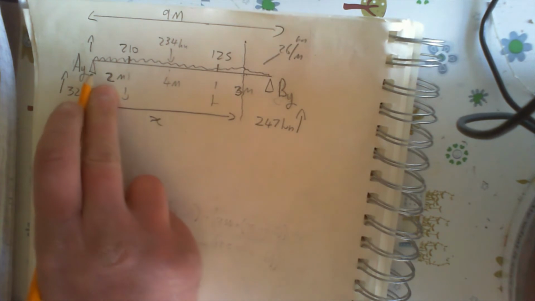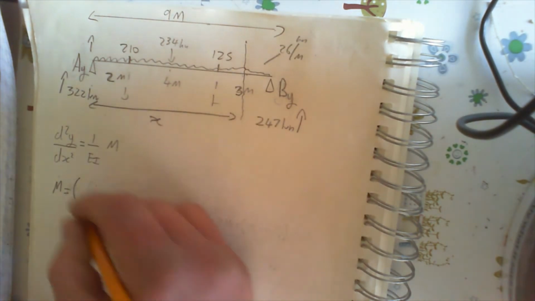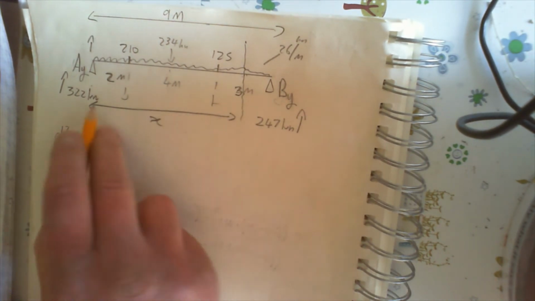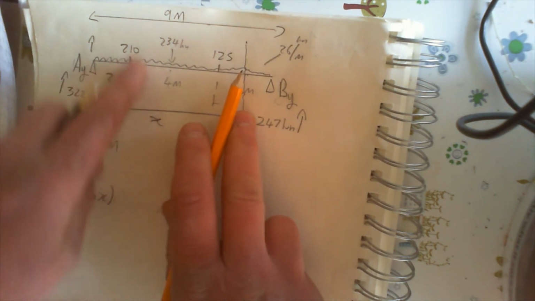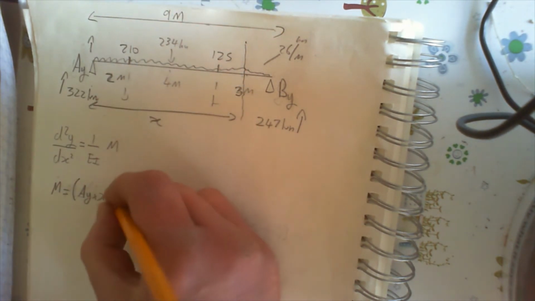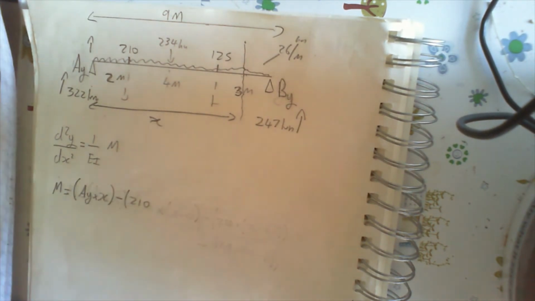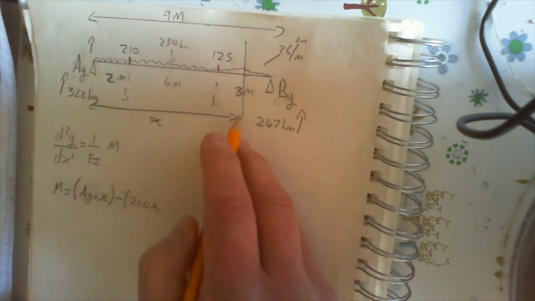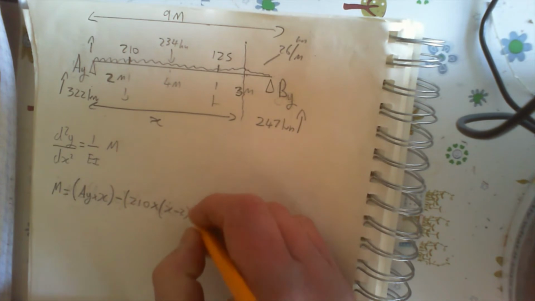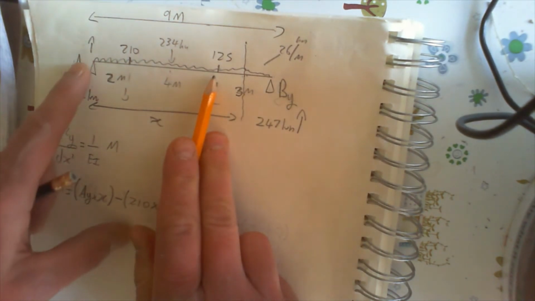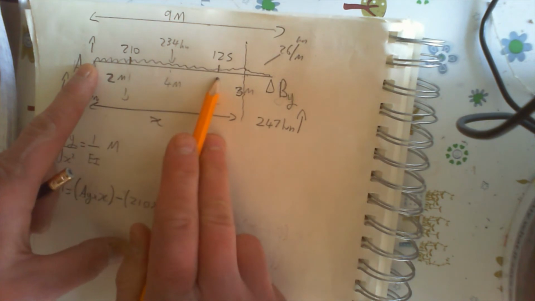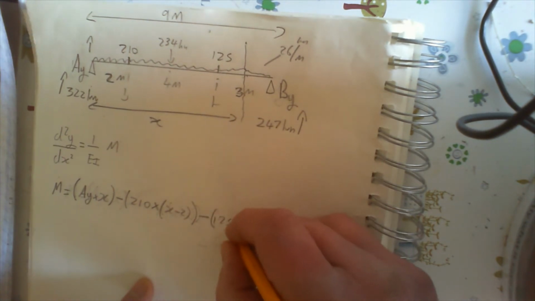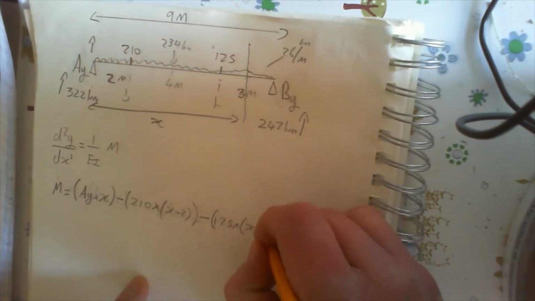There's going to be this reaction here times this distance x. And that's positive because it's bending it round in this direction. This one here is going to be negative. And that distance from x is going to be x minus this 2 metres. So that's x minus 2. And we'll look at this one next. That's 2 plus 4, that's 6 metres. So the moment here is going to be 125 times x minus 6.